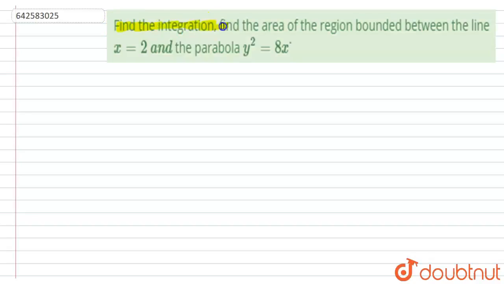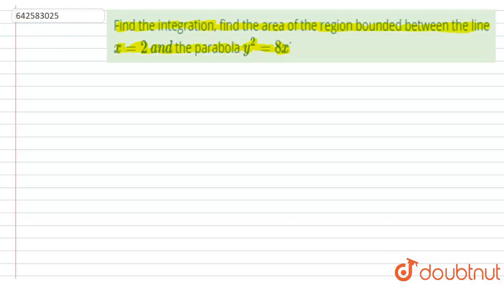Hello students, today we are going to solve this question, and the question says: find the area of the region bounded between the line x equals 2 and the parabola y square equals 8x.